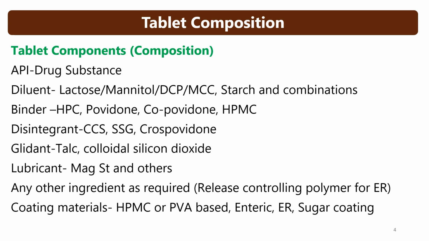Diluents like lactose, mannitol, dicalcium phosphate, MCC, starch and their combinations can be used. Binders like HPC, HPMC, povidone, copovidone, these are the generalized excipients used as binders. Disintegrants may be croscarmellose sodium, sodium starch glycolate, crospovidone and some others. Glidants like talc, colloidal silicon dioxide, and lubricants like magnesium stearate, sodium stearyl fumarate and calcium stearate and others. So these make the composition.